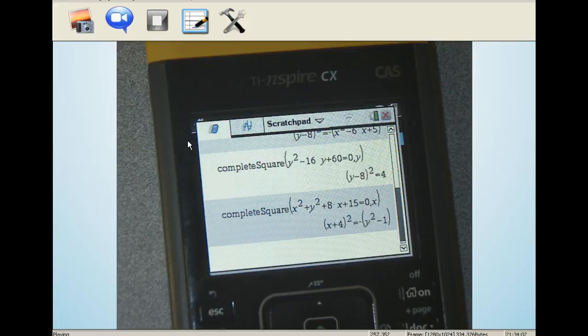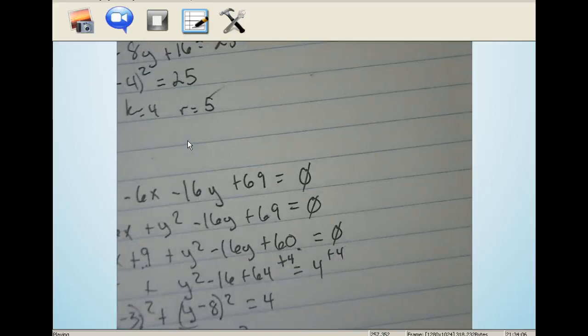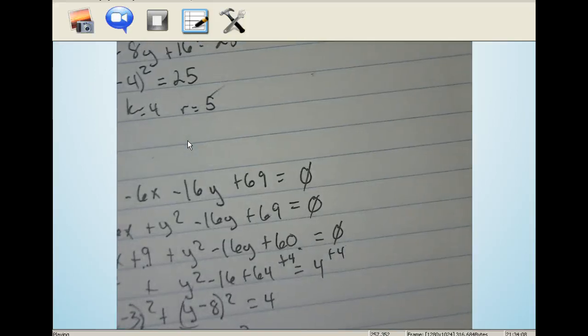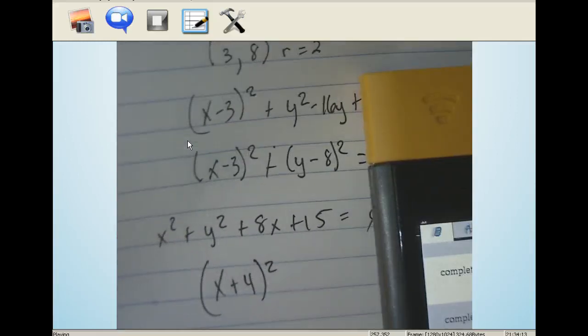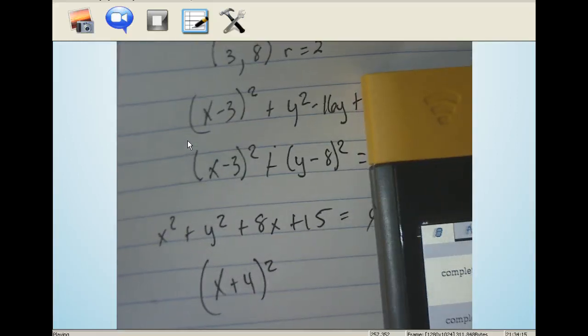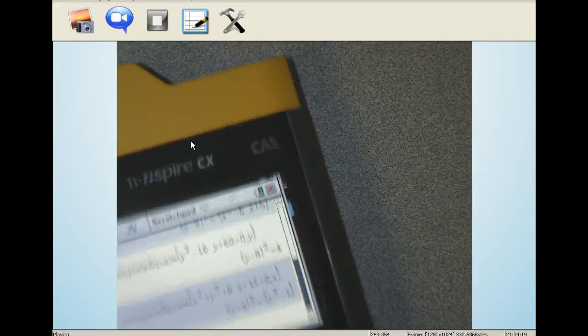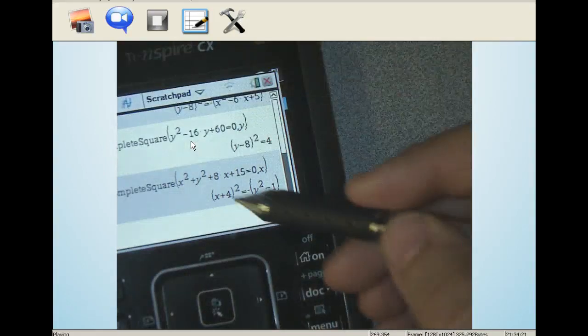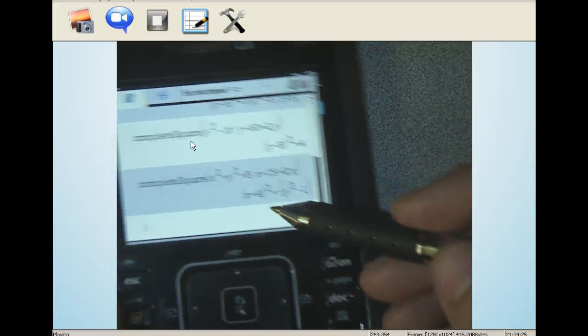So x plus 4 squared, we would write that down as part of our answer. That's where that part's going to come from. It came from right here when we completed the square for x. Right there, we completed the square for x, and we got 4x, and we got x plus 4 squared. So that's where that came from.